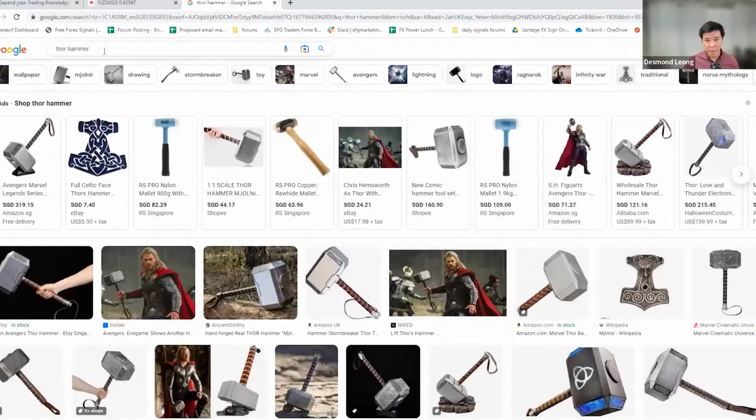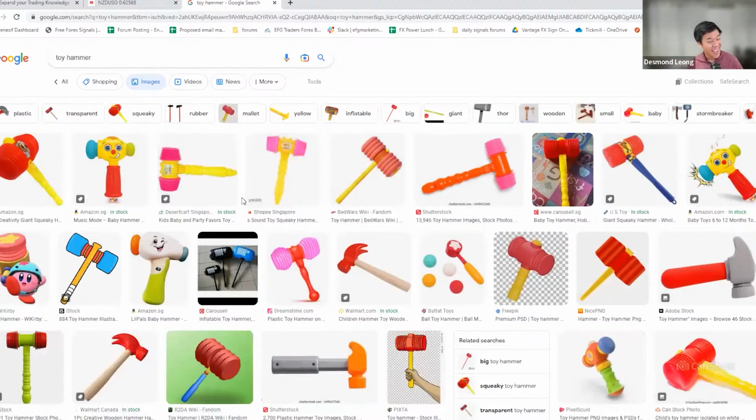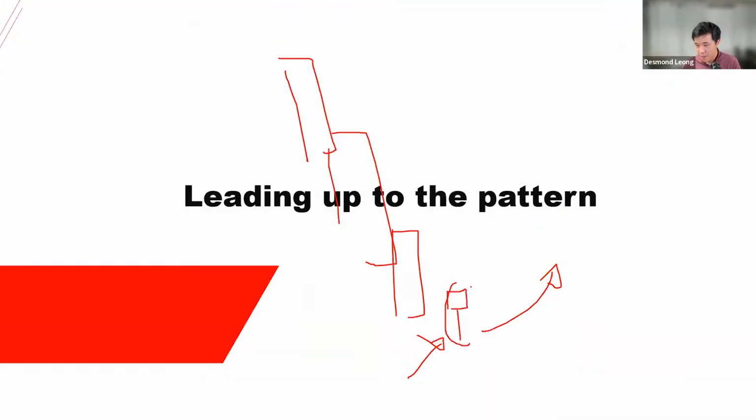Or you can go with a toy hammer, and it looks something like this. You're not going to win any wars with this hammer. So the size of your hammer, the strength of your hammer, is very important because of the war that is coming down to you. How successful you're going to be in calling the reversal depends on how strong your hammer is. A very important point to take note of.